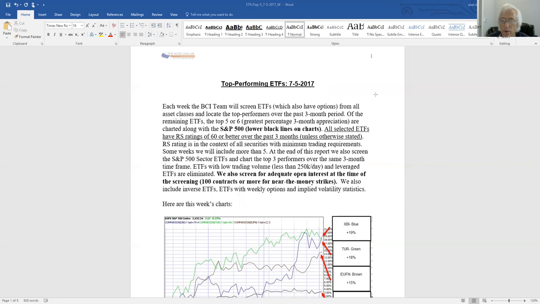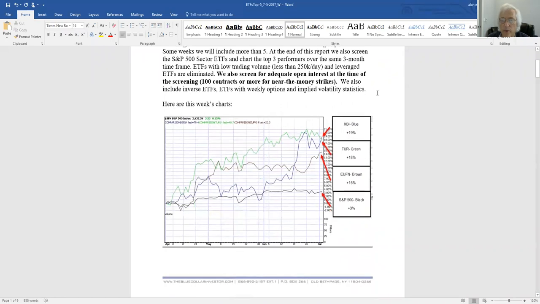Now, further down on page one, we chart the top three performers at that particular point in time. You can see that we have XBI as the top performer, TUR next, EUFN next, and they were up 15 to 19% over the past 3 months, while the S&P 500 was up 3%. So they significantly outperformed the overall market over the past 3 months. These are the securities that we focus in on.